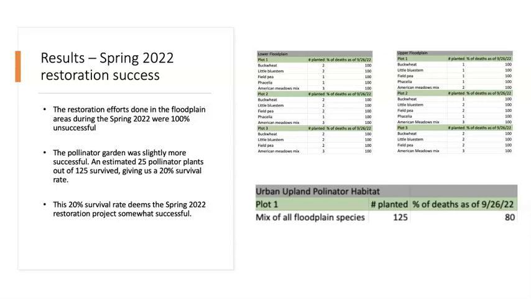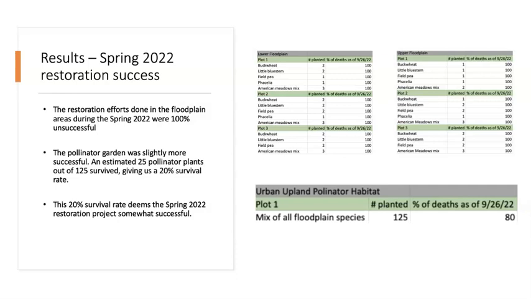If you look at the 2 tables towards the top right of the screen, you can see that the lower floodplain area and the upper floodplain area both had 100% death rates for all of the plants that we had planted during the spring 2022 semester. The pollinator garden, however, was slightly more successful. An estimated 25 pollinator plants out of 125 survived, giving us a 20% survival rate.